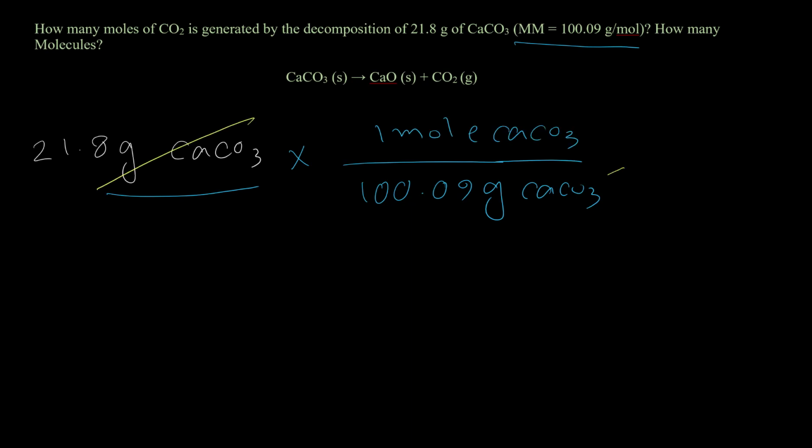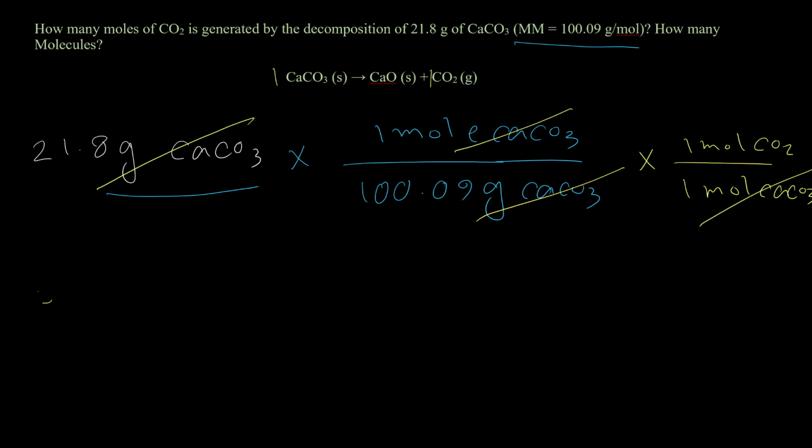So gram of calcium carbonate and gram of calcium carbonate cancel out. So right now we have mole of calcium carbonate, and then we can convert it to the mole of carbon dioxide. Regarding this equation, 1 mole calcium carbonate is equal to 1 mole of carbon dioxide. So 1 mole of calcium carbonate, 1 mole carbon dioxide, the answer is equal to 0.218 mole of CO2.